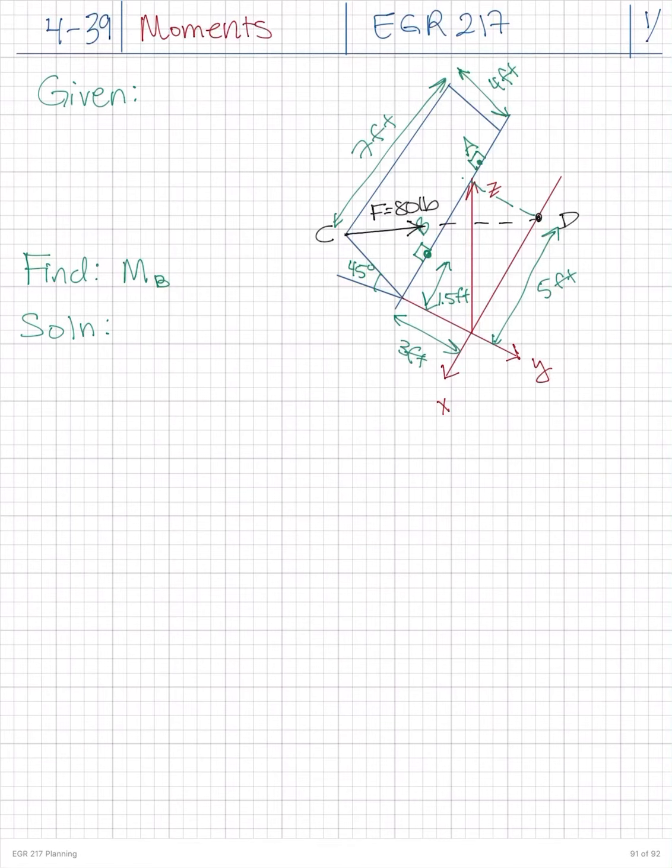This is problem 439. They want us to determine the moment of the force F about the door hinge at B. Express the result as a Cartesian vector. I definitely recommend looking at the book for the drawing there. But I went ahead and did the drawing, which I recommend that you all do also because it helps you understand better what's going on. They want us to find the moment about B, so I wrote that for find.